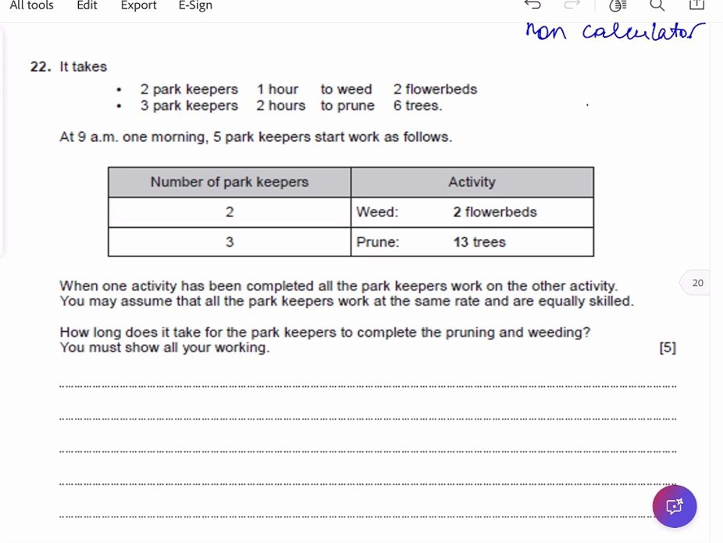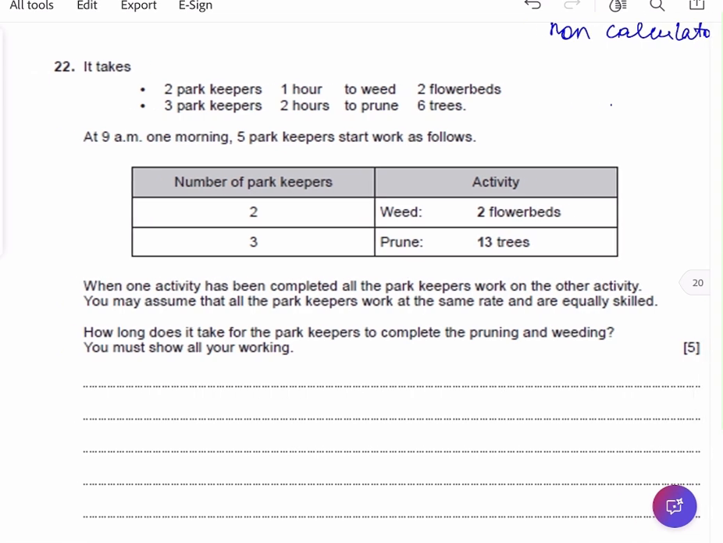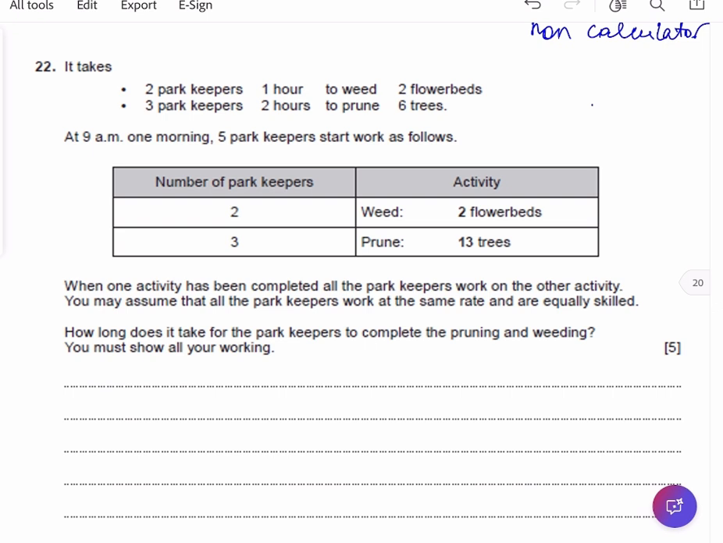So it takes 2 park keepers 1 hour to weed 2 flower beds. It's a non-calculator question. For 3 park keepers, it takes 2 hours to prune 6 trees. At 9 o'clock one morning, 5 keepers start work as follows, and you've got the information in the table. So 2 park keepers weed 2 flower beds, and 3 prune 13 trees.